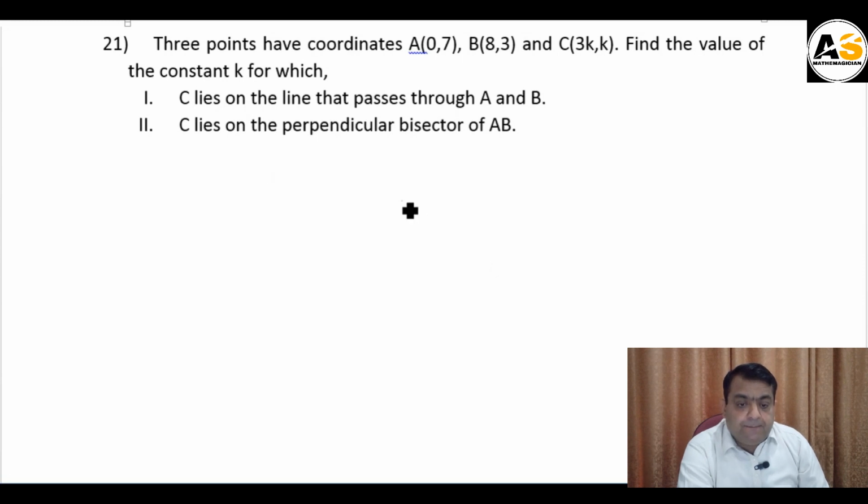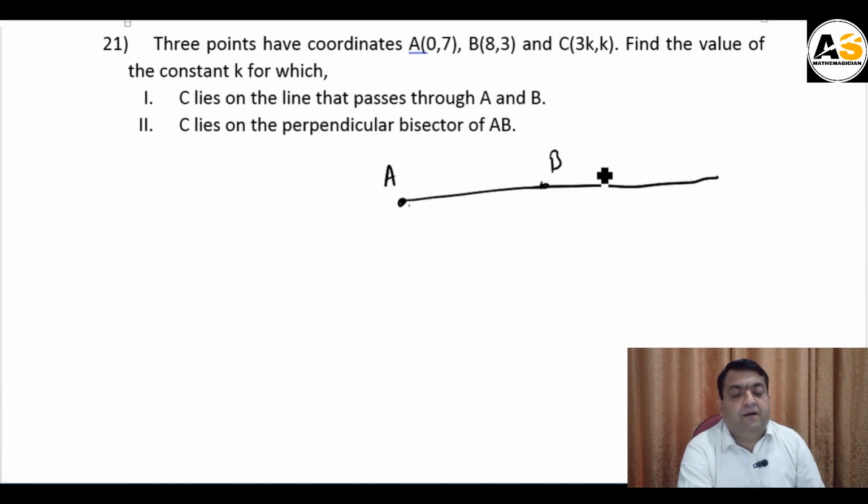A is this, B is this, and C lies on this line. C will be somewhere over here. But if C lies on this line, ABC will be collinear. It means that gradient of AB is equal to gradient of AC.